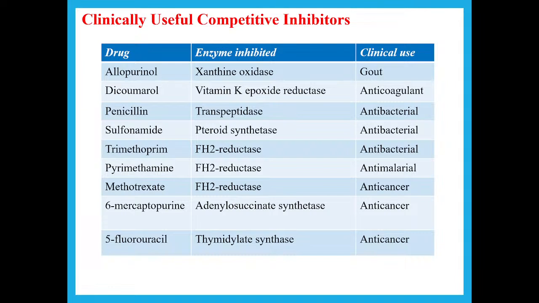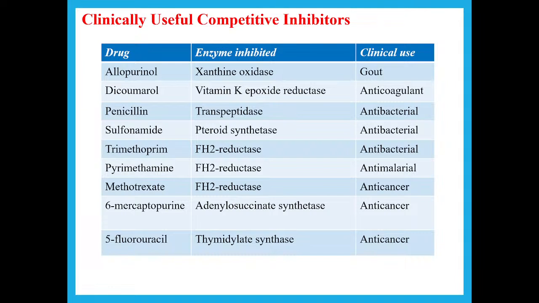Now, why gout and xanthine oxidase? Because in the mechanism of gout, xanthine oxidase is an important enzyme in the pathway, and it is targeted by allopurinol to stop the gout. Gout occurs due to excess accumulation of uric acid in the joints, which may cause pain in the joints and form the tophi.